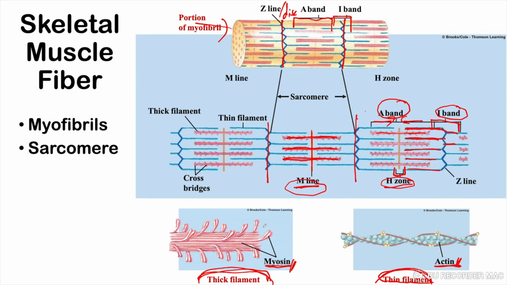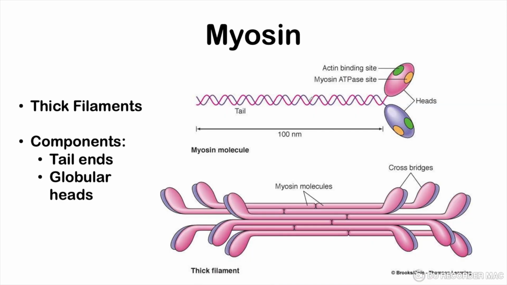And again, within this structure, we have the most important proteins that we need to remember. That's your contractile proteins, your myosin and your actin filament. So again, let's zoom in on these structures, on this thick and thin filament. The primary structural component of the thick filament is your myosin. That's your thick filament, the myosin.